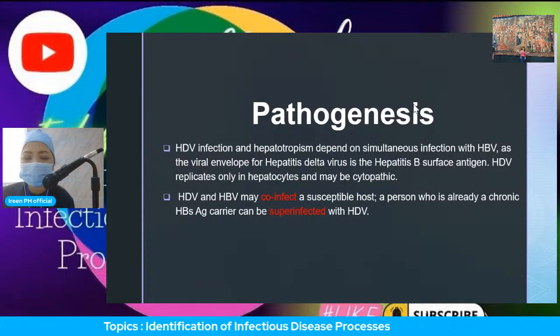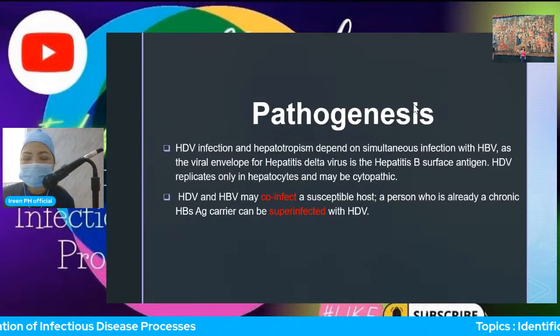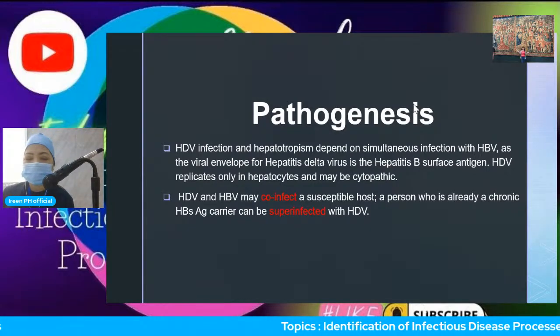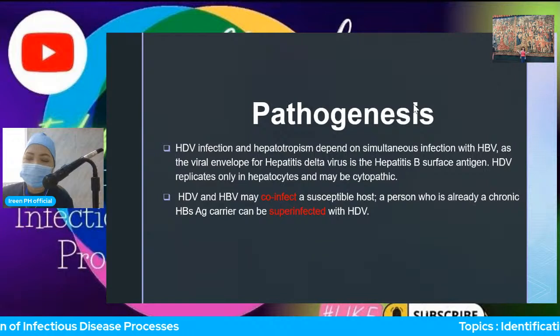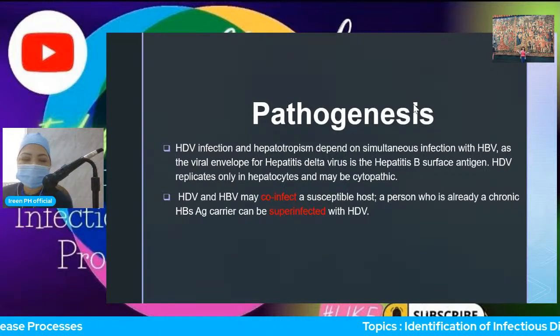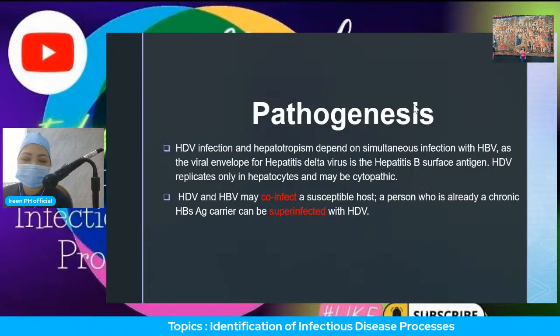Hepatitis D virus infection and hepatotropism depend on simultaneous infection with Hepatitis B virus, as the viral envelope for hepatitis delta virus is the hepatitis B surface antigen. Hepatitis B virus replicates only in hepatocytes and may be cytopathic.